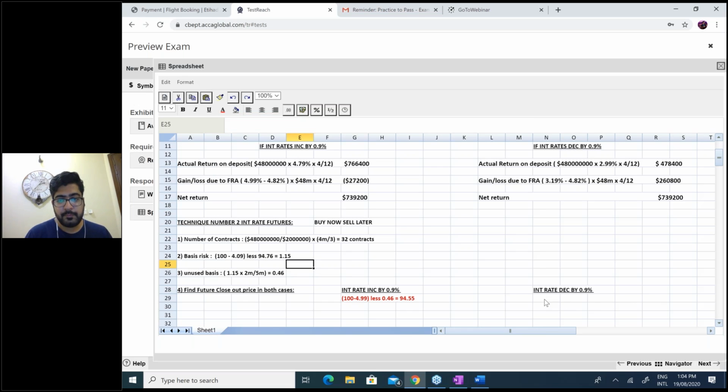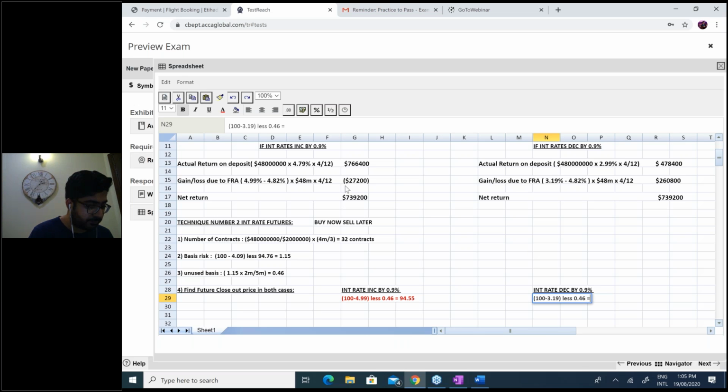And in the second case, future closeout price in both cases. Second case, spot is 100 minus LIBOR. LIBOR is the interbank rate, 4.09, but if it decreases by 0.9, it becomes 3.19. Spot minus LIBOR, less unused basis. The unused basis you have just calculated is 0.46. This becomes 96.35.